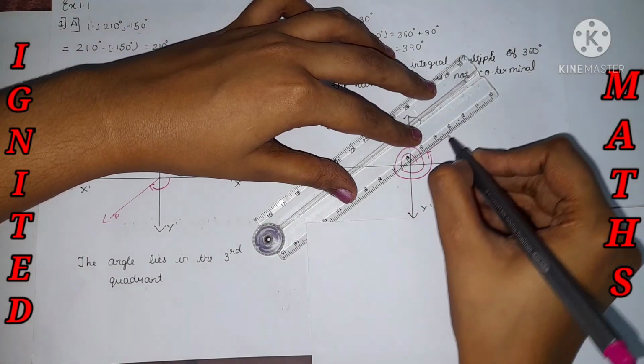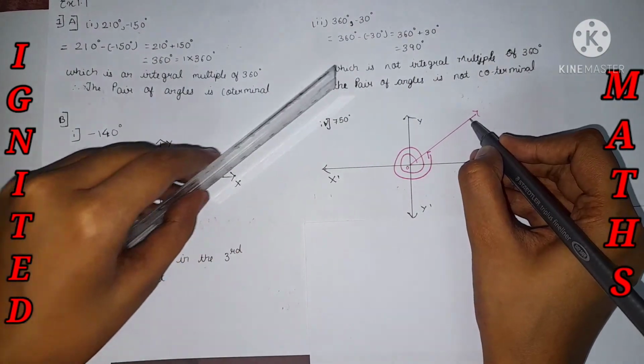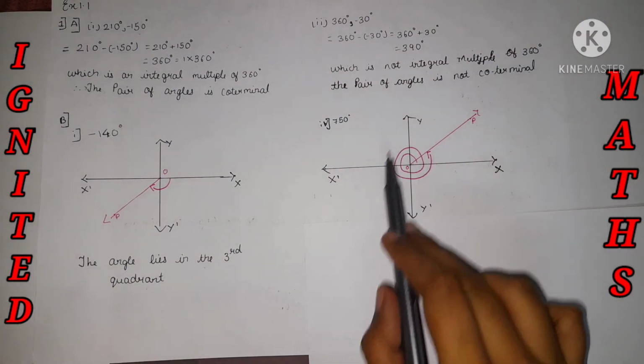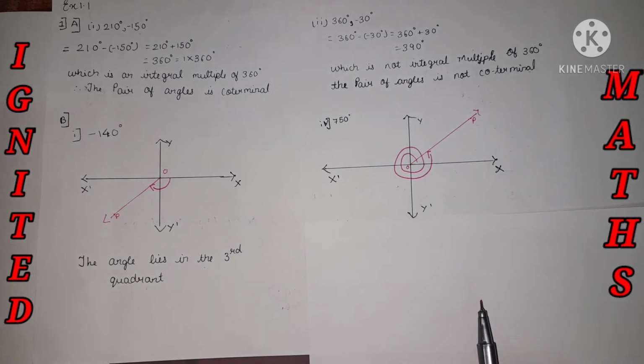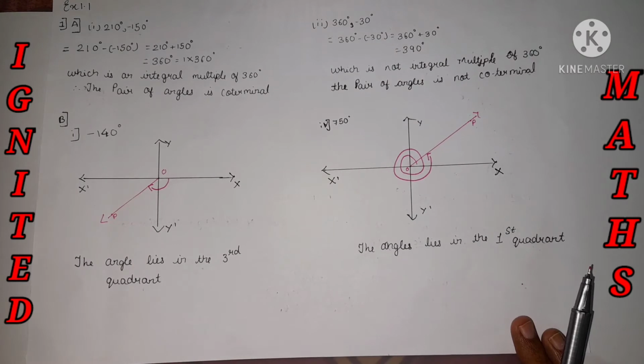Construct the ray OP so that we will get the answer very easily. The origin O and P. In short, after completing one complete rotation, two complete rotations, then we got in the first quadrant. Yes, so the angle lies in the first quadrant. This is what the question asks.